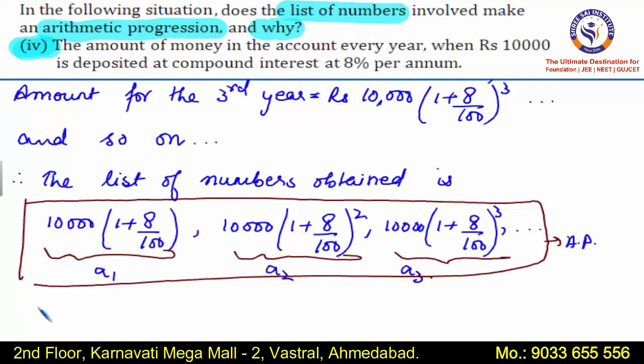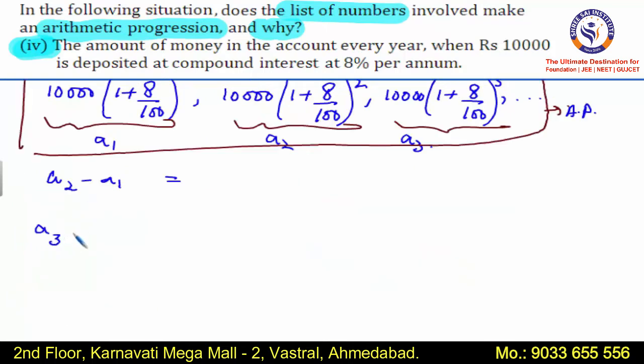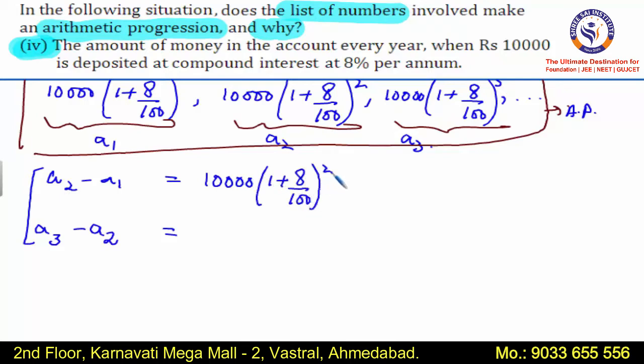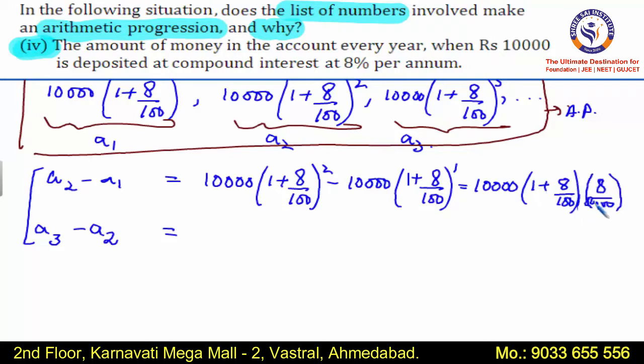So what we will do is, we will subtract A1 from A2, A2 from A3 and check whether the difference is the same or not. If the difference comes out to be same, the following list of numbers forms an AP, otherwise they do not form an AP. First, let us find the difference of A2 and A1. This gives 10,000 into 1 plus 8 upon 100 whole square minus 10,000 into 1 plus 8 upon 100 raised to the power 1. This is equal to 10,000 into 1 plus 8 upon 100 into 8 upon 100.